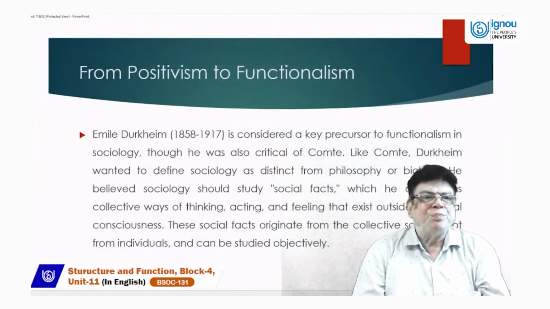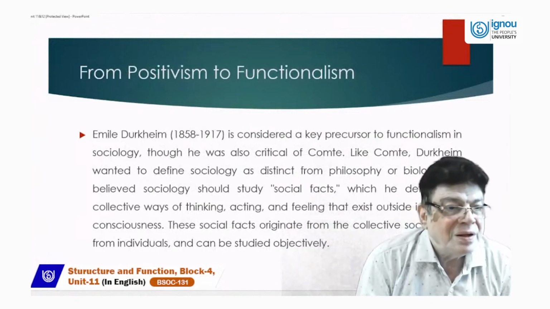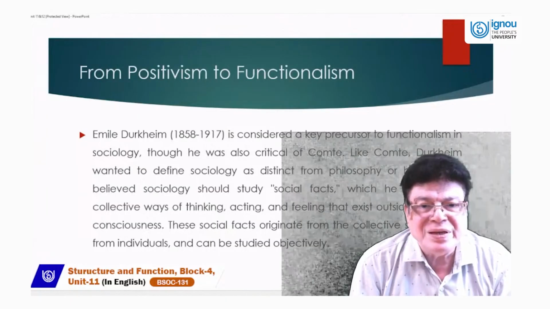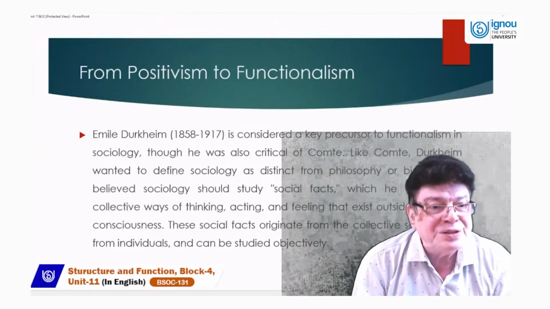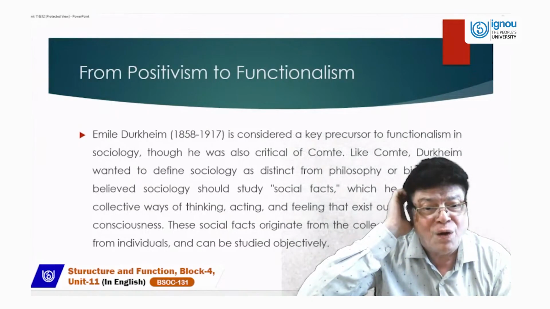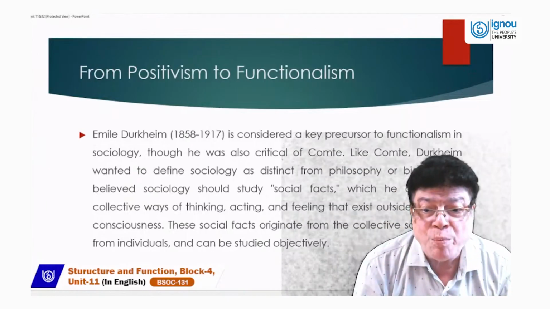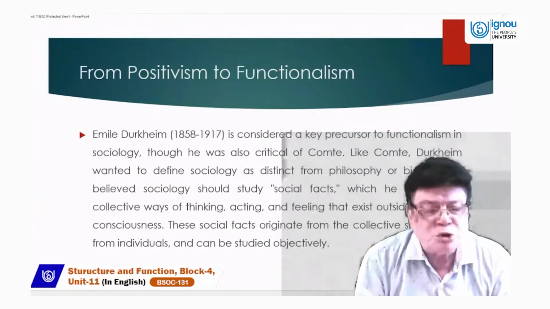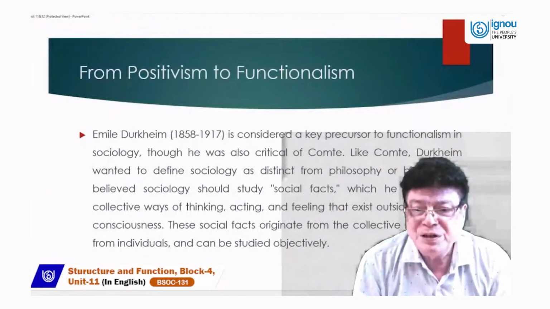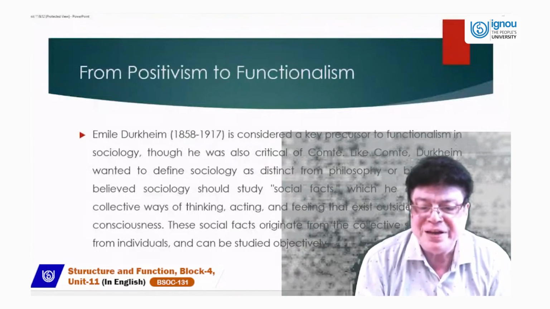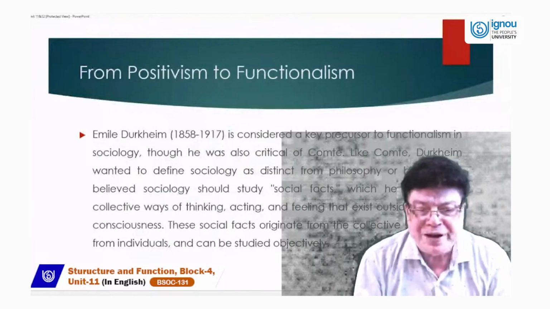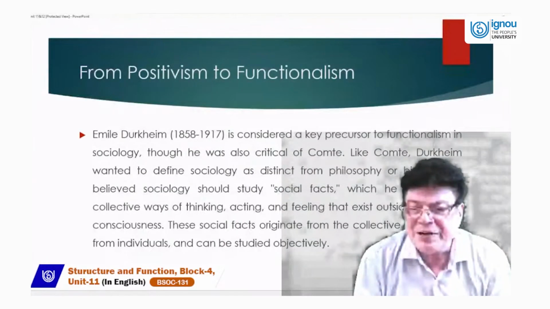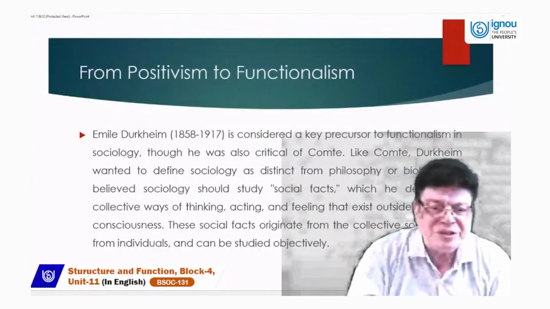From positivism to functionalism, Emile Durkheim is considered a key precursor to functionalism in sociology, though he was also critical of it. He wanted to define sociology as distinct from physics or biology. He believed sociology should study social facts, which he defined as collective ways of thinking, acting, and feeling that exist outside individual consciousness. Social facts originate from the collective society, not from individuals, and can be studied objectively.